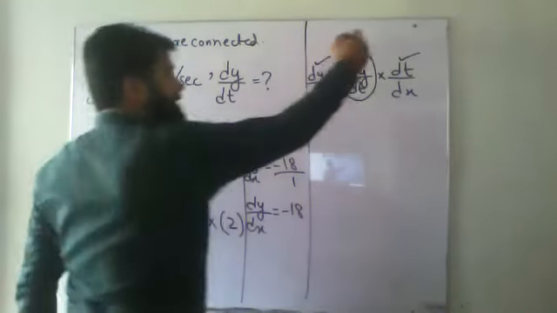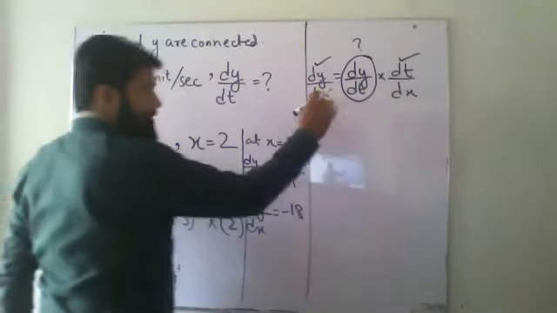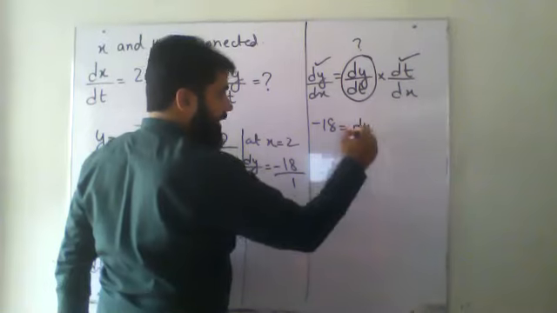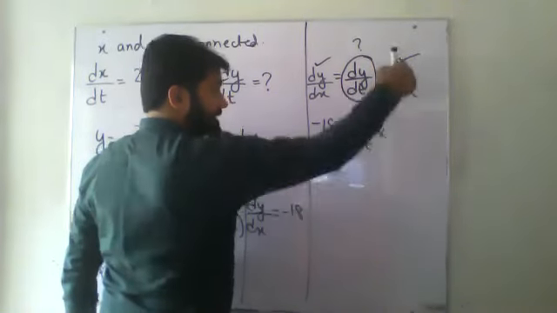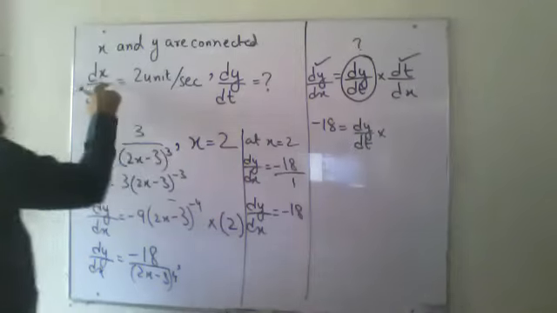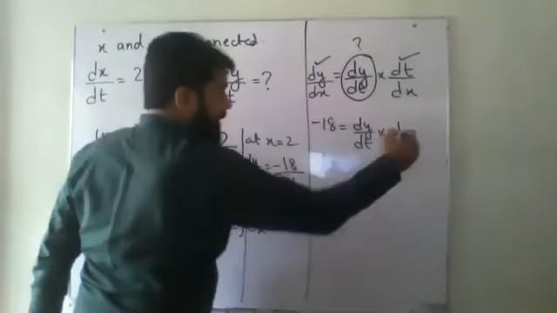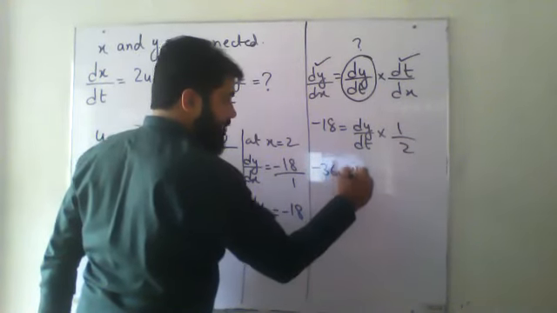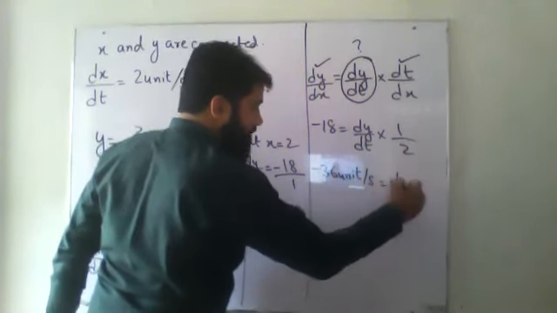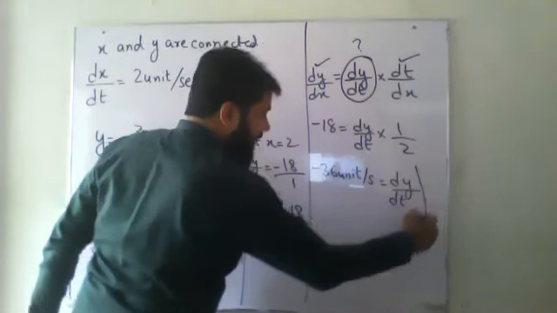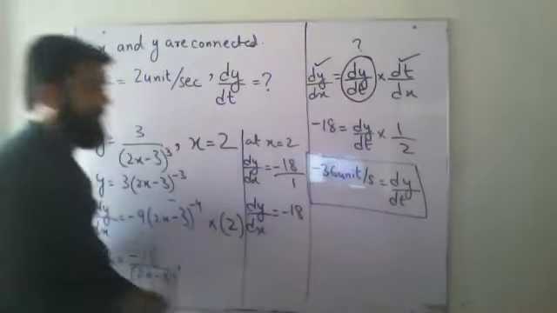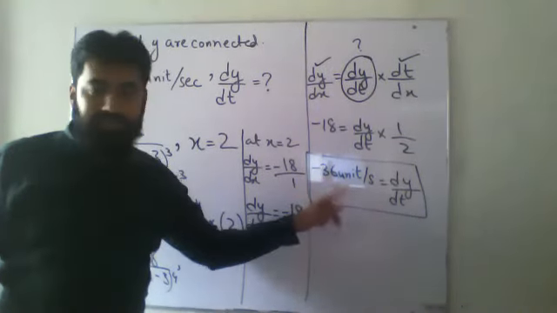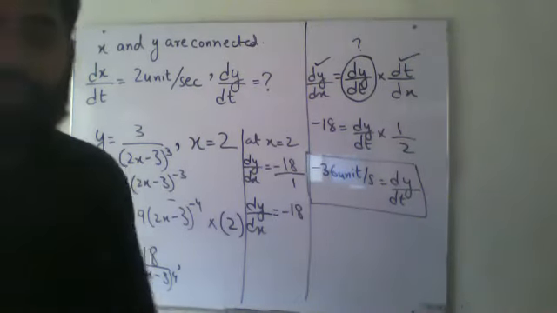I have to find this one, and this is already given. So minus 18 times dt over dx, and this is dx over dt. 1 over 2, 2 shifted over here, minus 36 units per second is my value of dy over dt. And as the answer is coming in negative, it means this rate is in decreasing form.